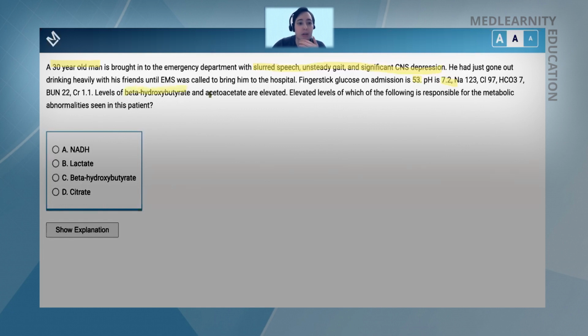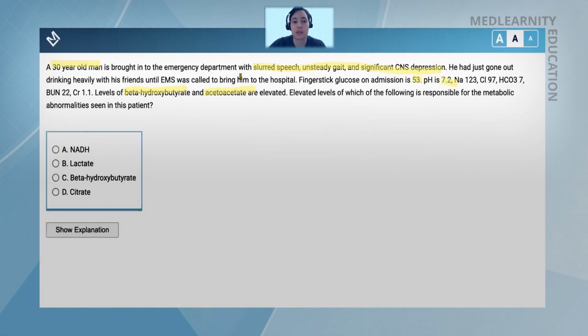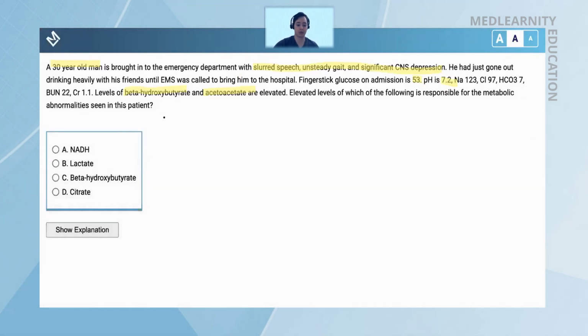So these are going to be ketone bodies. Acetone is the last one as well, but it's not as commonly measured. And then elevated levels of which of the following is responsible for the metabolic abnormalities seen in this patient? Okay, there's a whole bunch of issues going on here. So I think the easiest way to approach this question is simply to write down all the different abnormalities.